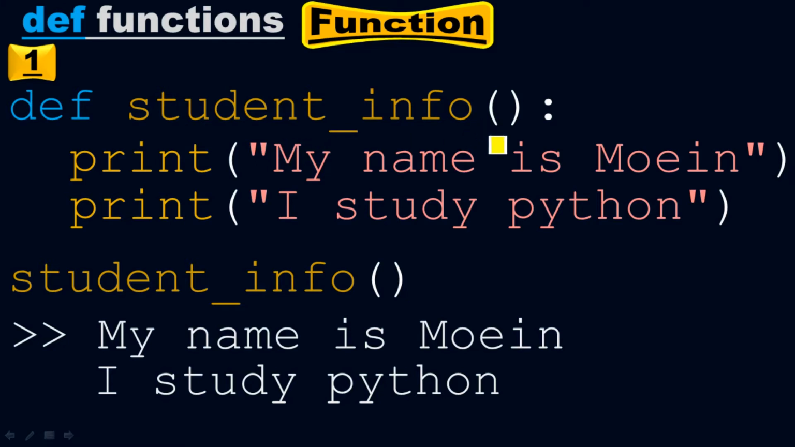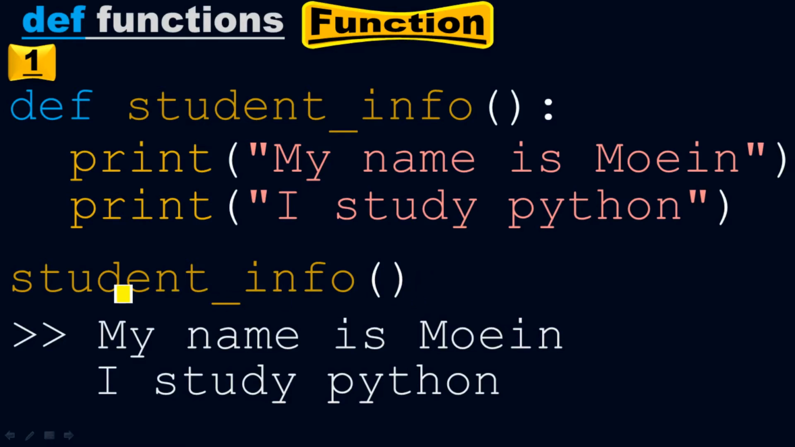Def student info, and then put parentheses and then a colon, press the enter button, and your new line will start from here. Then you have to include the print function. What is the print function? The print function is a built-in function, and then you can write any statement here, like print of my name is Moein. You can add one more print function, print of I study Python. You can add one more, it is up to you. And then at the end you have to repeat the same defined function here, student info with the parentheses, but this time don't include the colon, without colon.